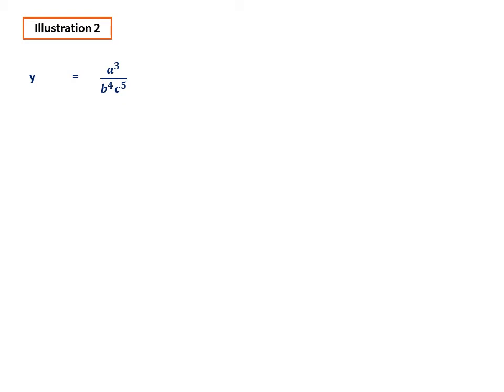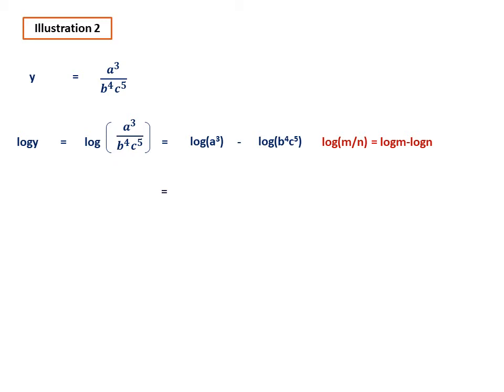Second one is, suppose y equals a cube divided by b power 4 c power 5. Take log, then you get log of a cube by b power 4 c power 5. This you can write as log a cube minus log b power 4 c power 5, using the law log m by n equals log m minus log n. Now once again you can simplify further. First one you can write 3 log a, exponential property. Then inside the bracket you can use the addition rule, log b power 4 plus log c power 5. So this is the product rule, log mn equals log m plus log n.